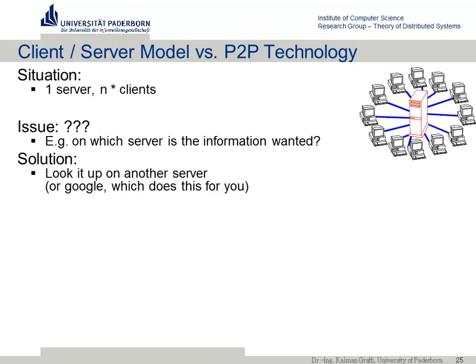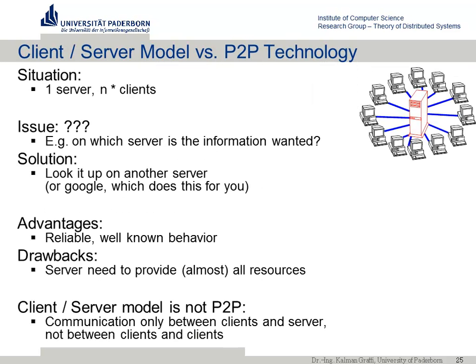So in the client-server system, you have one server and clients, and it's very simple to find the information. So if you know where the information is, you just contact the server. If you don't know where the information is, then you look it up on another server, typically Google or Yahoo. I don't want to make any advertisements.